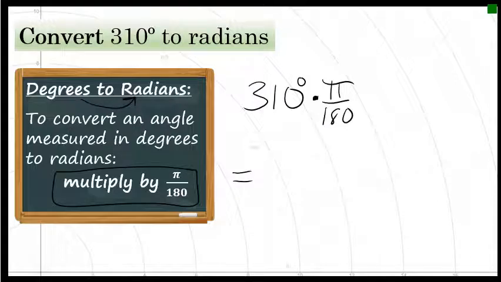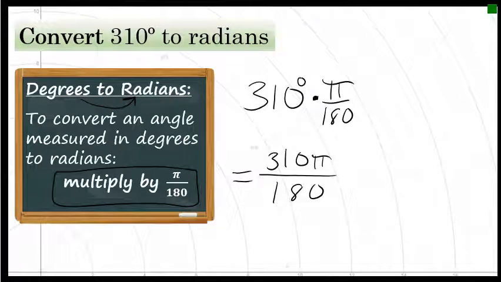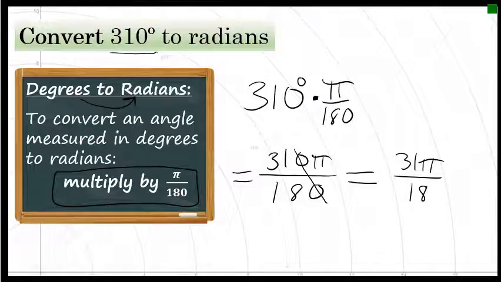Essentially, this becomes a problem that is asking you to put a fraction in lowest terms. 310 times pi over 180 is 310 pi over 180, and the reduction of this fraction simply involves dividing the numerator and denominator by 10. 310 over 180 in lowest terms is 31 over 18. So 310 pi over 180 in lowest terms is 31 pi over 18. 310 degrees is equal to 31 pi over 18 radians.